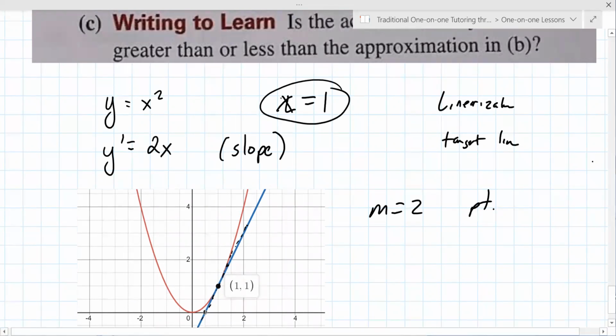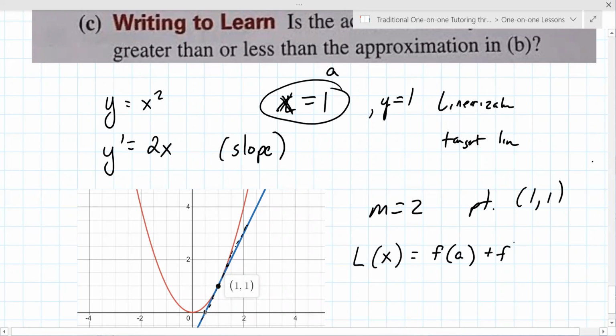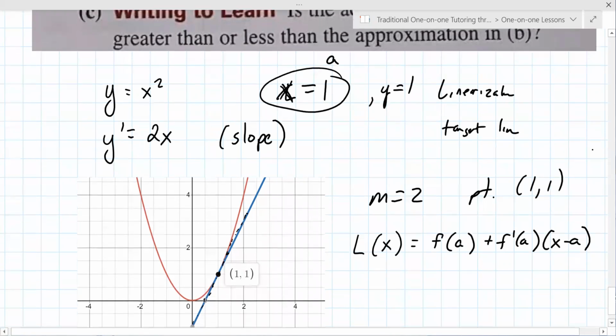And you need a point. So your point comes from, when x is 1, what does y equal? y is 1 squared, so y is also equal to 1. So you need a point, 1, 1. So you need this point right here. So the linearization of x is f of this point A, so this is actually called A, plus f prime of A times x minus A. So we're going to fill those in, and you're going to see that this is just point slope form.